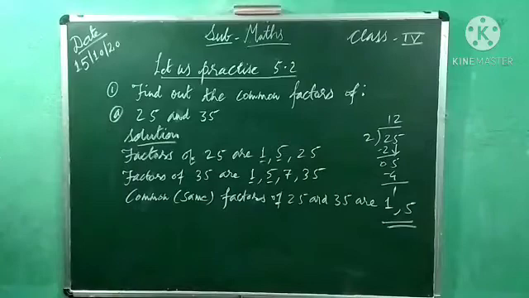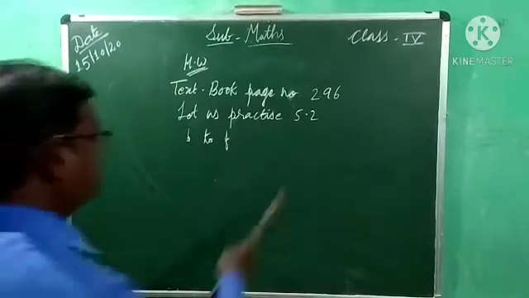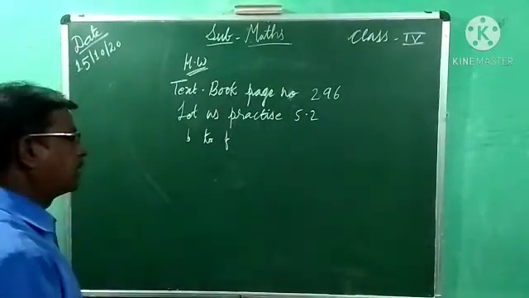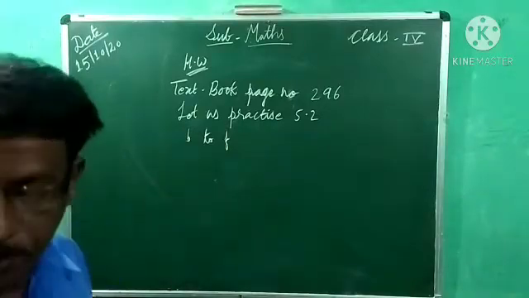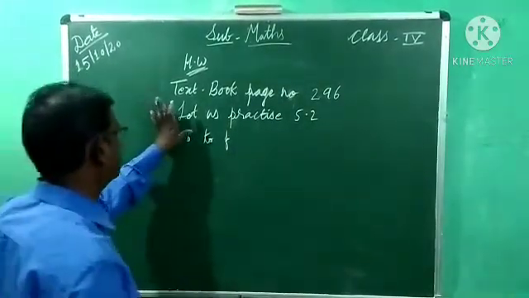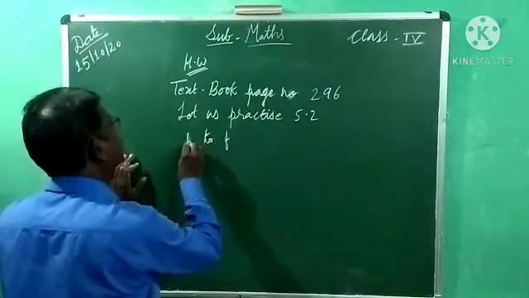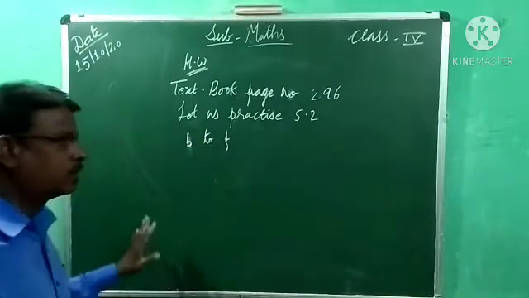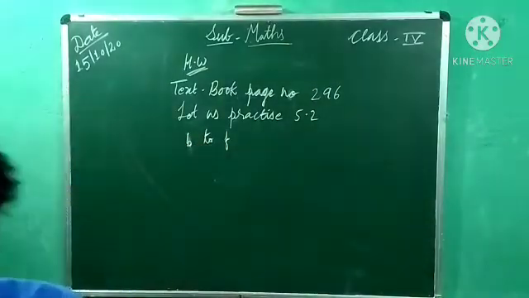So note down this. Now homework: textbook page number 296, Let Us Practice 5.2, B to F. Why have I written B to F here? Because A I have already completed. B to F means a total of 5 examples only. You have to try to solve those.